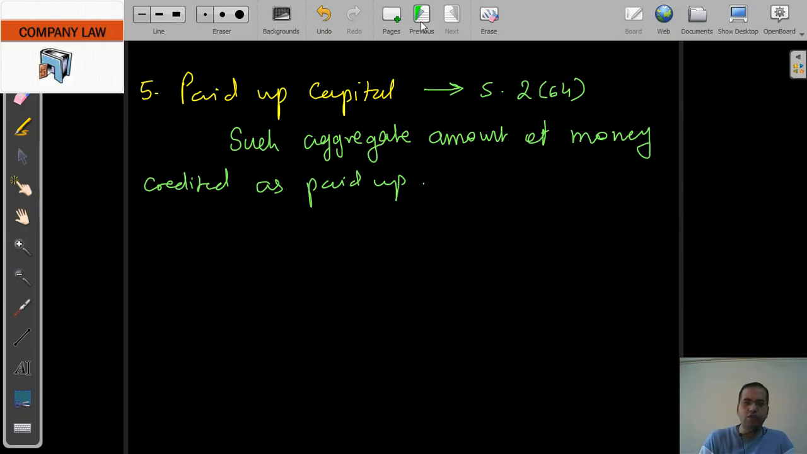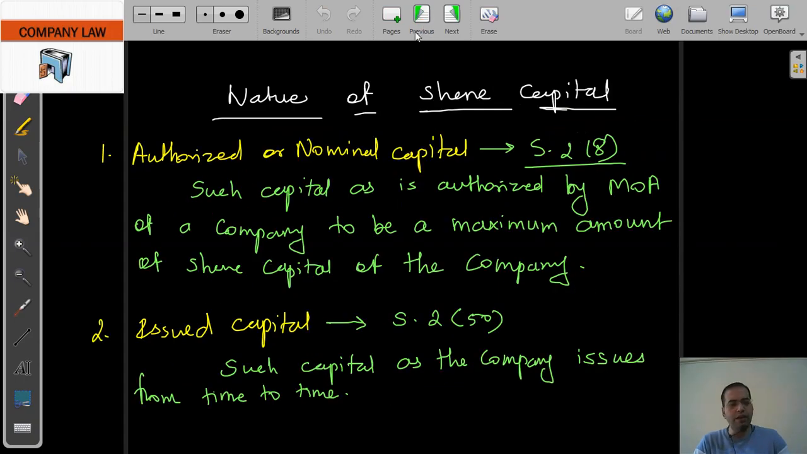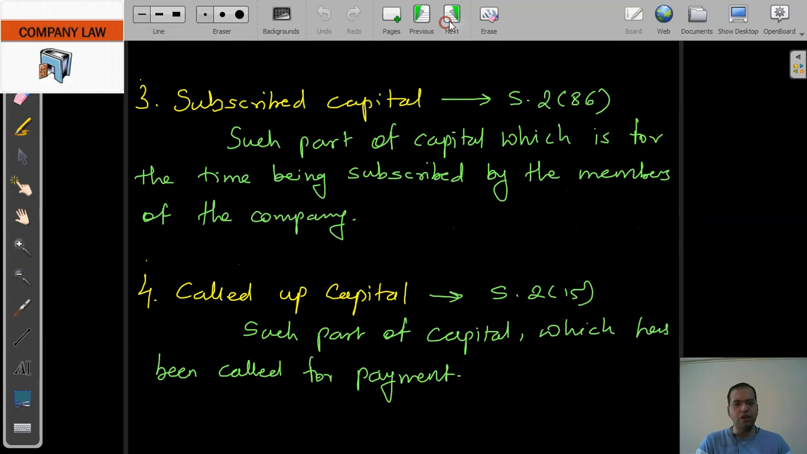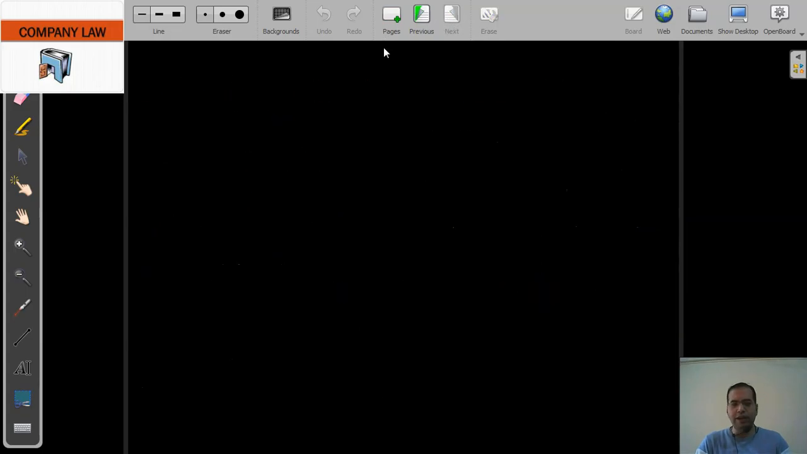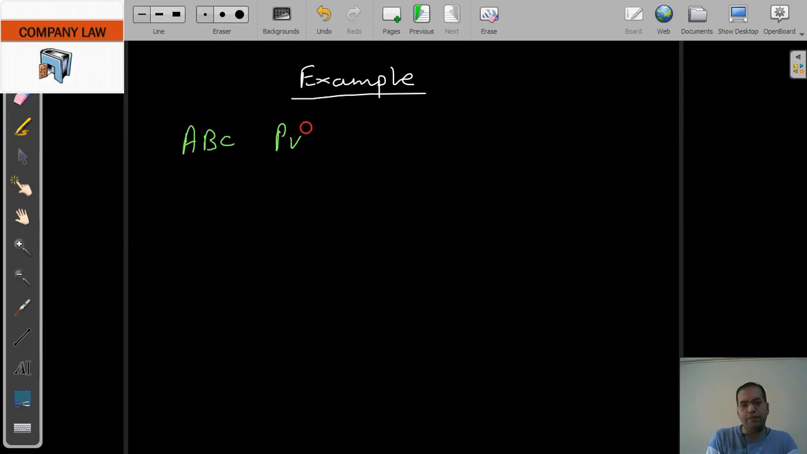So we have studied so far the nature of share capital, starting from authorized capital, or nominal capital for that matter, issued capital, subscribed capital, and called up capital. Let's try to understand these capitals with the help of an example. Let's assume that ABC Private Limited is going for incorporation.